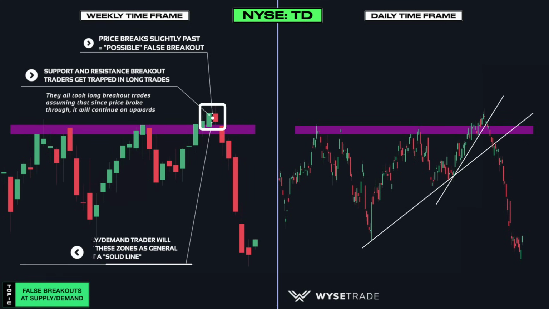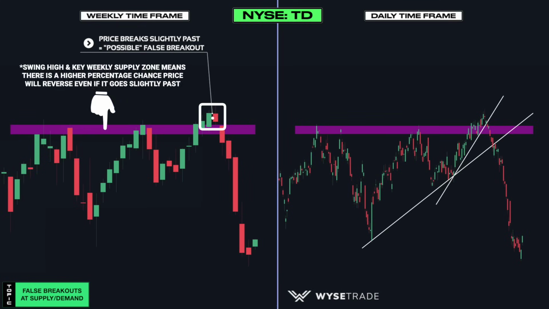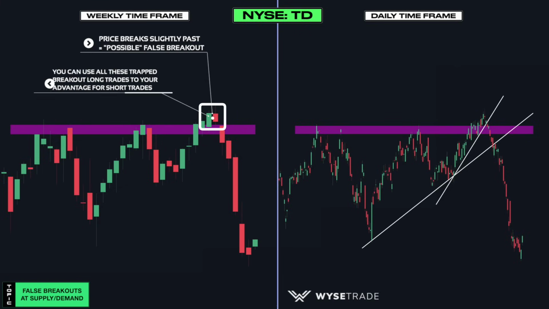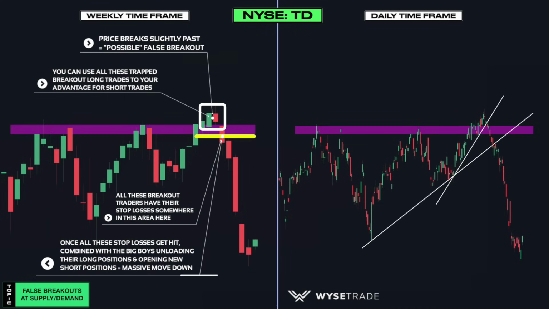But now, you, as a supply and demand trader, will know to treat these zones as general areas. Also, this zone is a swing high and key weekly level, meaning there is a higher percentage chance price will reverse, even if it goes slightly past it. So, you can also use these trapped breakout long trades to your advantage, knowing that all their stop losses are somewhere in this area here. And once all those stop losses get hit, combined with the big boys unloading their long positions and opening new short positions, this will trigger a massive swing in the opposite direction.